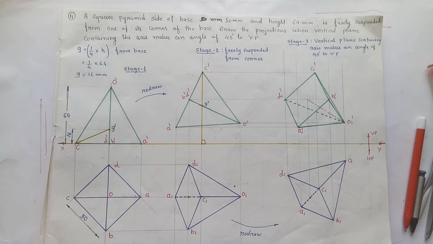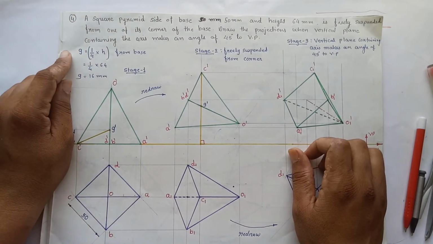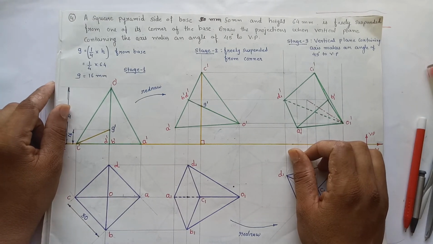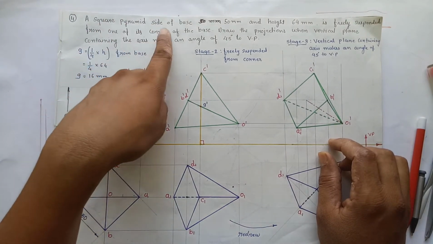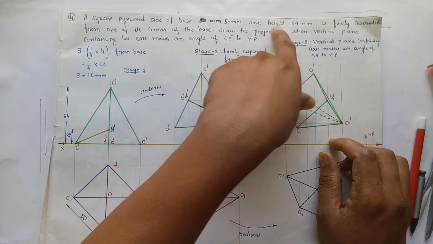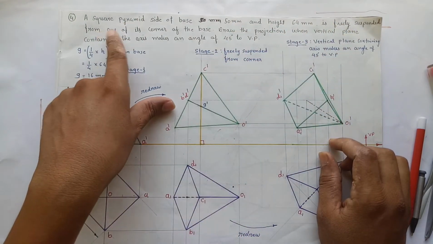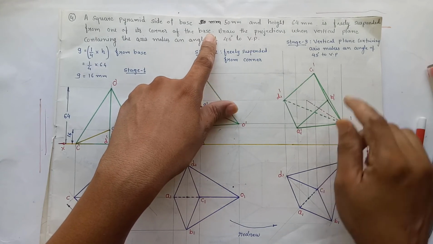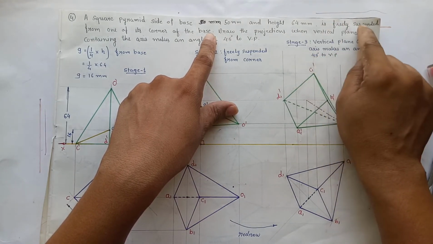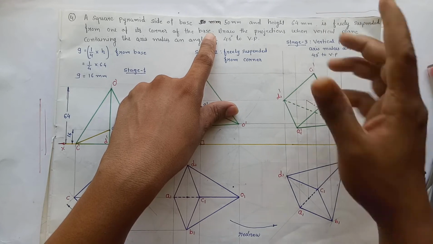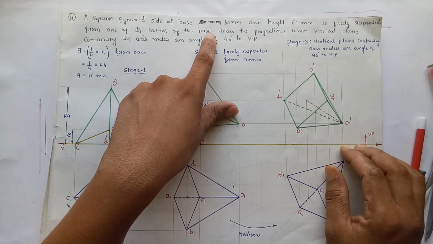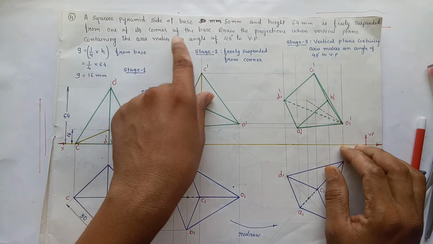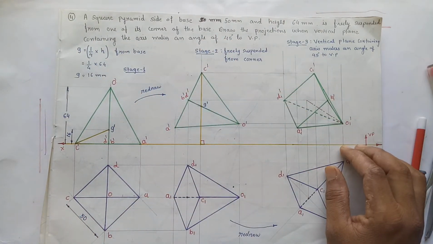So this is the next example. This is a different example than the last 3 examples. A square pyramid, side of base 50 mm and height 64 mm, is freely suspended from one of its corner of the base. Try to define this. What is the meaning of freely suspended from one of its corner? Draw the projection when the vertical plane containing the axis makes an angle of 45 degree to VP.